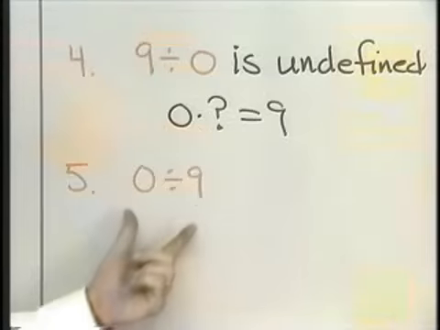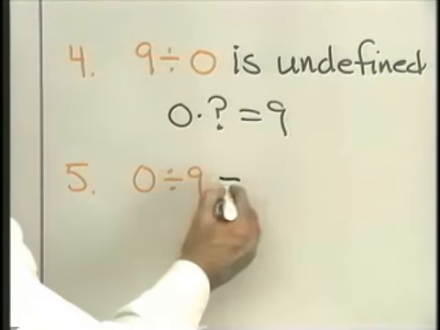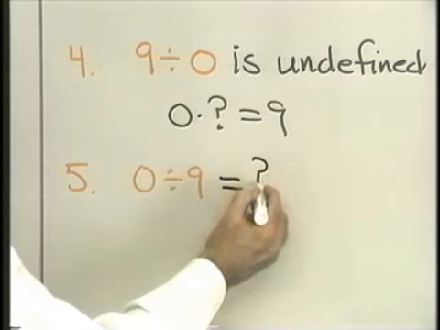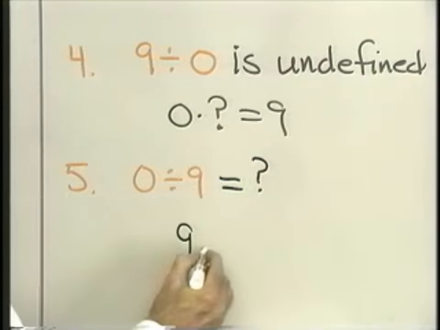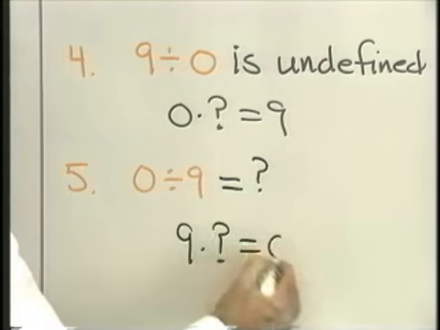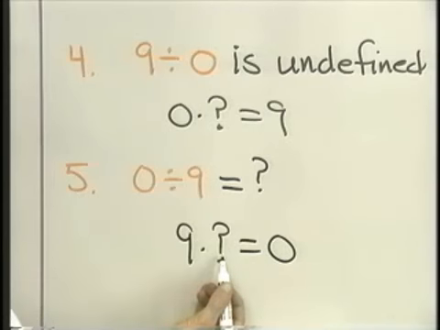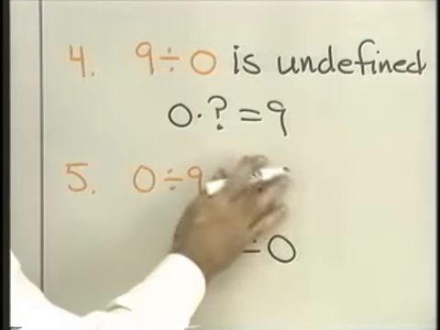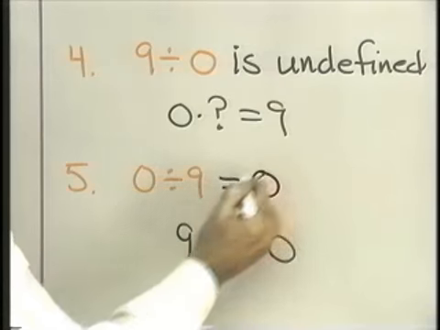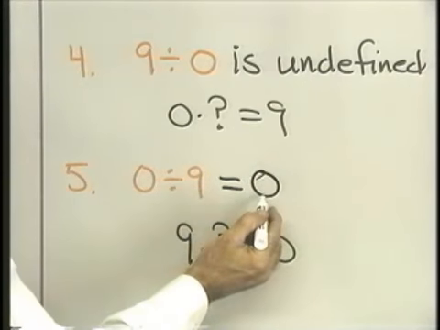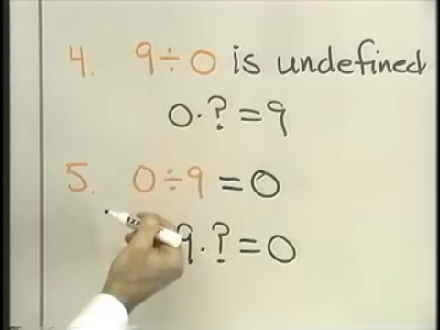On the other hand, 0 divided by 9, well, whatever that number is, it has to be such that 9 times it gives me 0. Well, what do I multiply by 9 to get 0? The answer is 0. So 0 divided by 9 is 0. 9 divided by 0 is undefined.